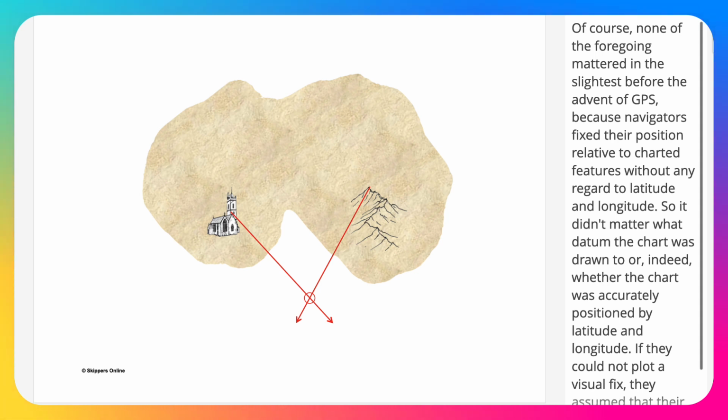Of course, none of the foregoing mattered in the slightest before the advent of GPS, because navigators fixed their position relative to charted features without any regard to latitude and longitude. So it didn't matter what datum the chart was drawn to, or indeed whether the chart was accurately positioned by latitude and longitude. If they could not plot a visual fix, they assumed that their position was inaccurate and navigated with extreme caution.